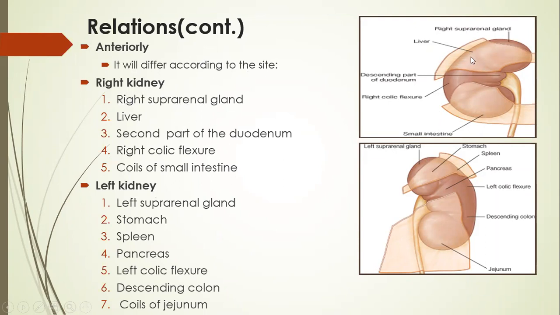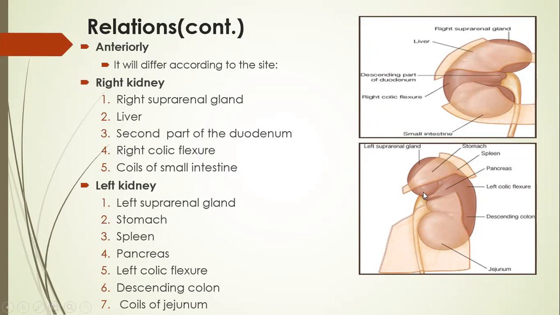Then a very important relation for the kidney will be the liver on the right side. So here will be the liver. Then we have the second part of the duodenum, which will be passing here. Then we have the right colic flexure of the colon. Then we have the coils of the small intestine. All these are the anterior relations for the right kidney.